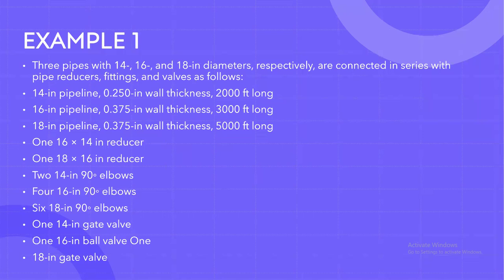1 16 by 14-inch reducer, 1 18 by 16-inch reducer, 2 14-inch 90 degrees elbows, 4 16-inch 90 degrees elbows, 6 18-inch 90 degrees elbows, 1 14-inch gate valve, 1 16-inch ball valve, 1 18-inch gate valve.